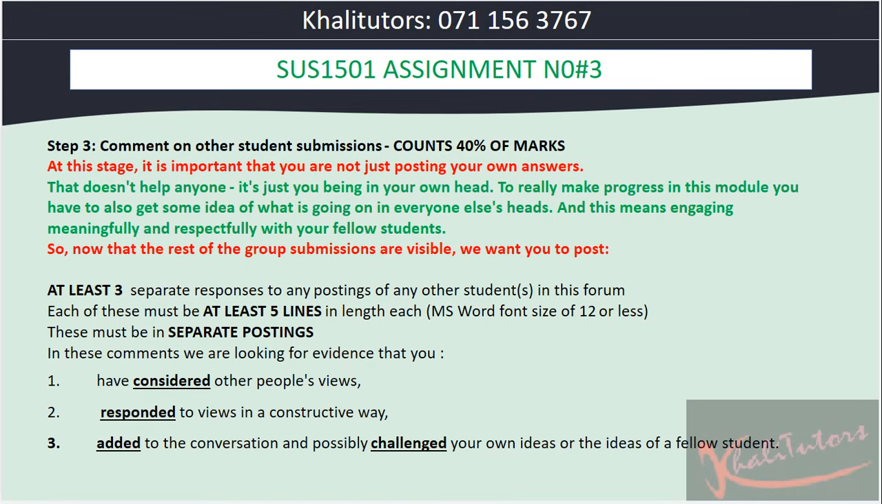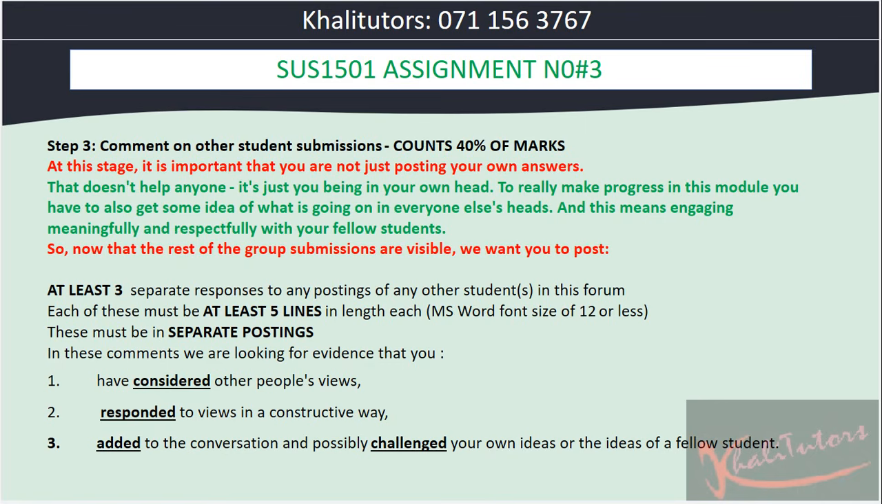Let me read what the instruction says. At this stage, it is important that you are not just posting your own answers. This simply means you don't have to repeat what you said. You need to engage meaningfully with the responses of other students. Read what they said, digest it, and then respond to what they are saying. You can use some of your arguments, because that's what you know, to support your decision.